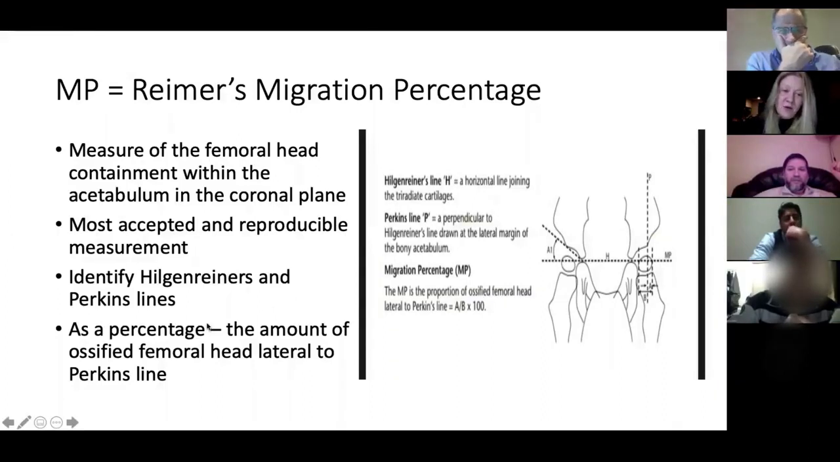And as I said before, it's a percentage of the ossified femoral head which is lateral to Perkins line, and that's just a larger picture. You can also look at the acetabular index, but the main thing that I want you to take away from this talk is the importance of the migration percentage and how to work it out.